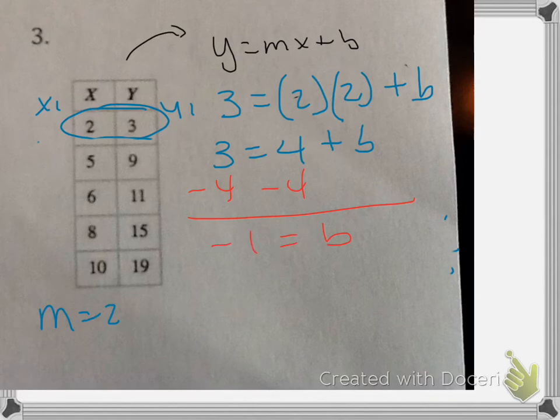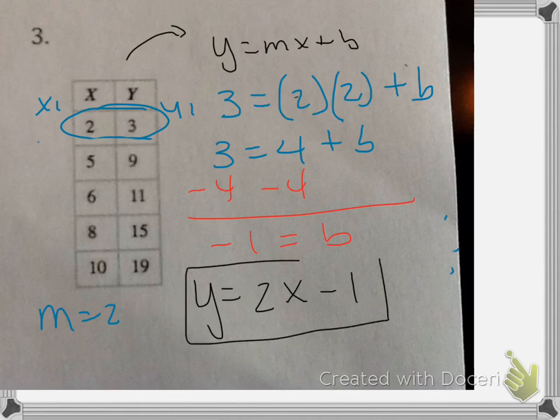So what is my slope-intercept form? Well, y equals, my slope is 2x minus 1. Just substitute the b in for negative 1, and the m I'll put in for 2. So this is my slope-intercept form.